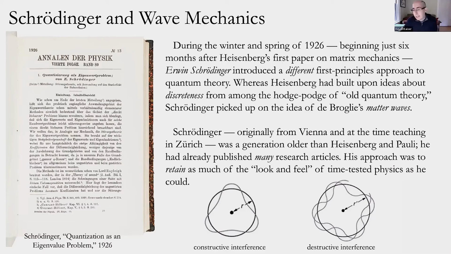He'd been working as a professional theoretical physicist for decades by the time this stuff came up, unlike Heisenberg and Pauli, who were working very soon after their own PhDs. Schrödinger was a kind of established researcher, and his approach to this question, I think, shows that. We could characterize his approach to the new quantum mechanics, the new quantum realm, as an effort to retain as much of the look and feel of the toolkit of time-tested physics as he could.